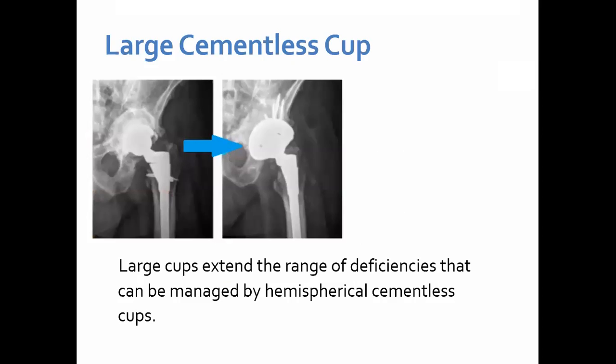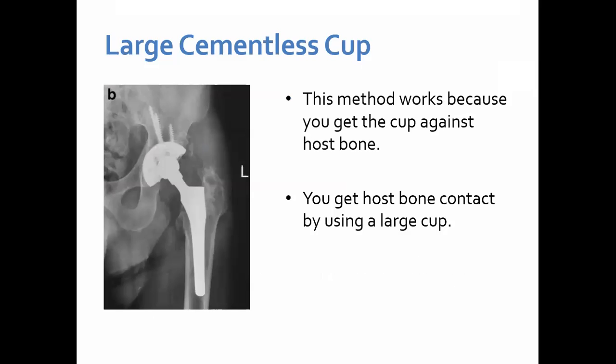It's also worthwhile pointing out that as the large cementless cups became available, they have extended the spectrum of bone deficiencies that can be easily managed with the hemispherical cementless cup. Why does this method work? Well, it works because it allows you to get your cup against a healthy host bone and fix the cup with multiple screws. And once you get this cup against a healthy host bone, hopefully you will wait for the osseointegration to happen.